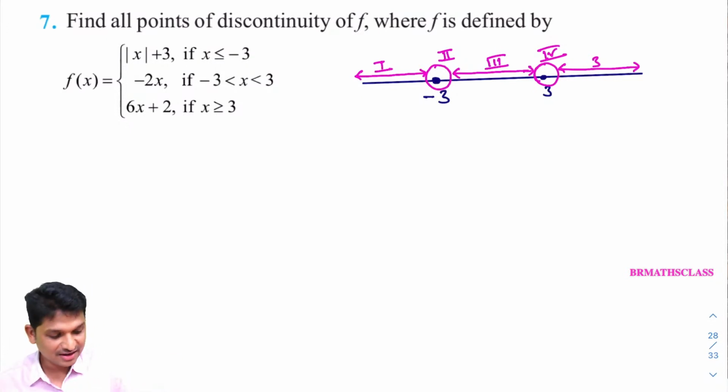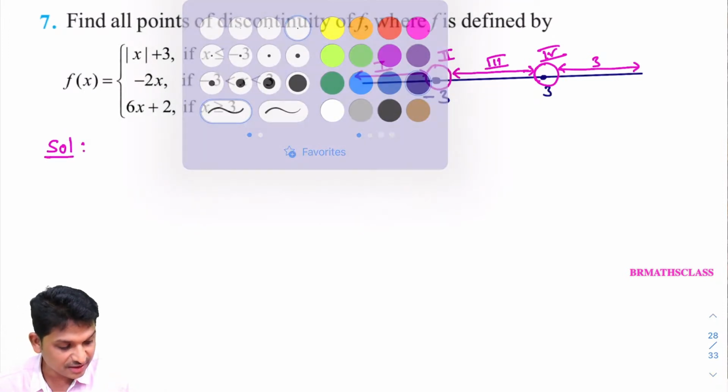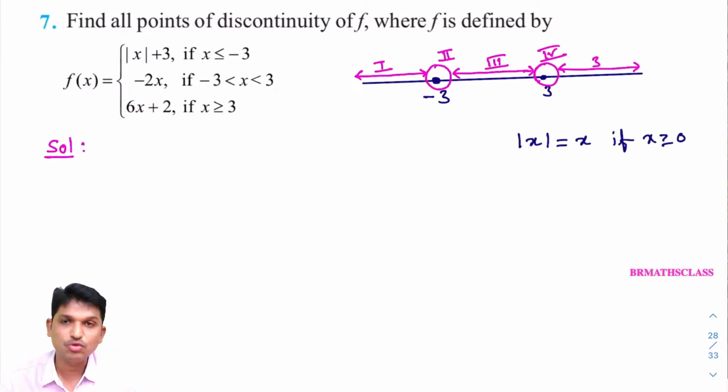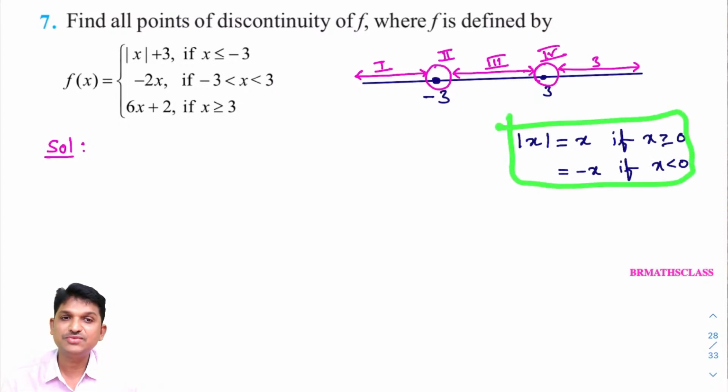Have patience. Solution. And a very, very important point. What is that important point? Whenever a modulus function is there in the given question, we will rewrite the function. Let's see how we'll rewrite the function. Before that, you need to know the definition of modulus function. Modulus of x is x when x is greater than or equal to 0, and modulus of x is minus x when x is less than 0.